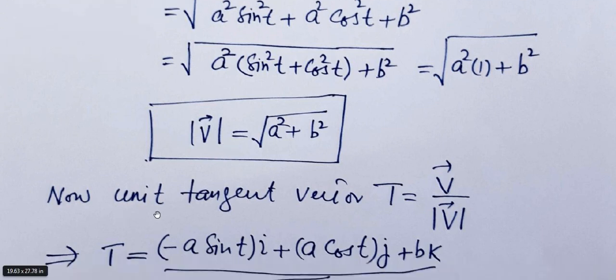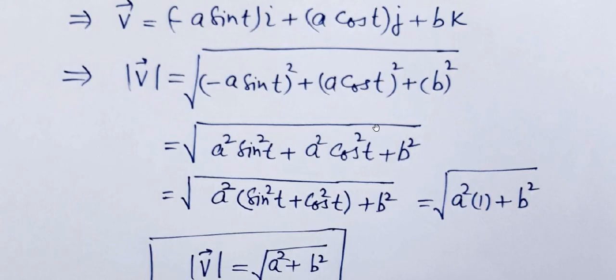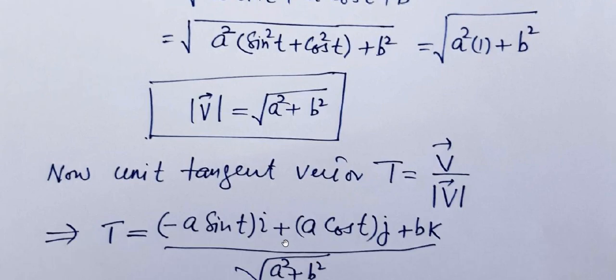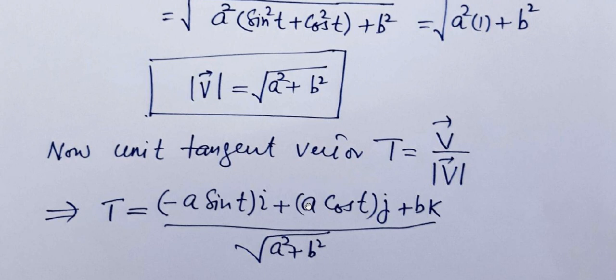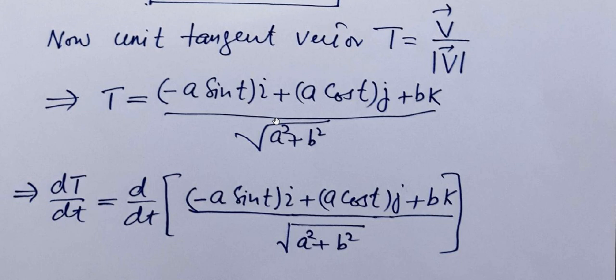Now for the unit tangent vector, the formula is T equals v over the magnitude of v. We already know what v is. Our v was this, and our v magnitude is this. So we simply divide v by the v magnitude, and then you can write it with separate i component, j component, and k component. Or, because this is a constant, you can write it at the end. It's up to you.